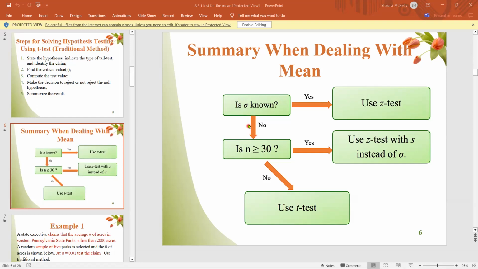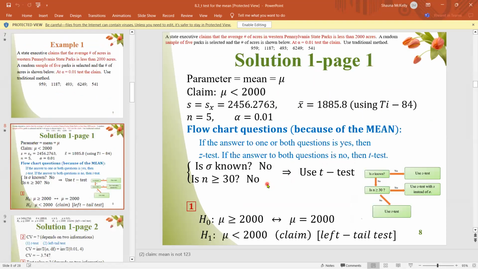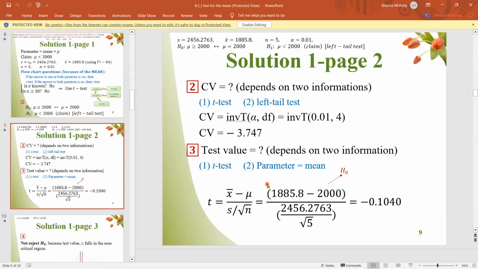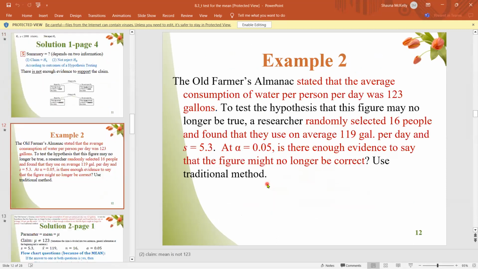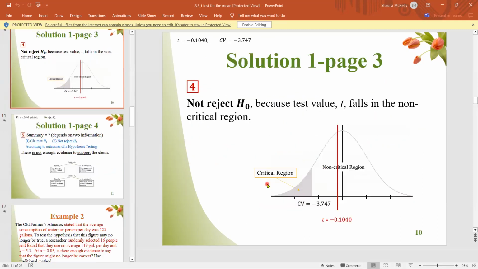And then it will be, how large is our sample? If it's larger than 30, we're going to be able to use the z-test anyway, with our sample standard deviation in place of sigma. But more often than not, we're not going to have that. We're going to have a small sample size and we're going to have to use the t-test. That's why this is here, okay? And the rest of our examples focus on that. So that's really the major difference.